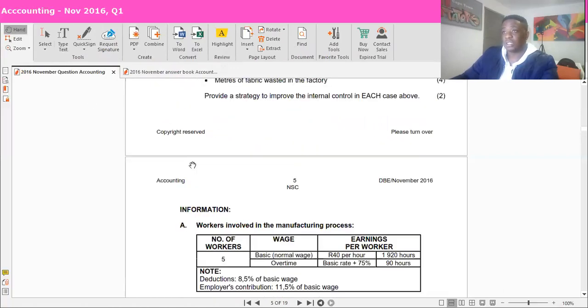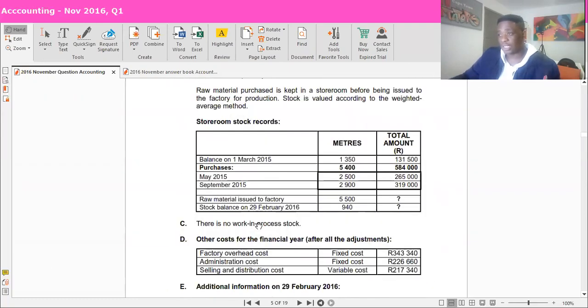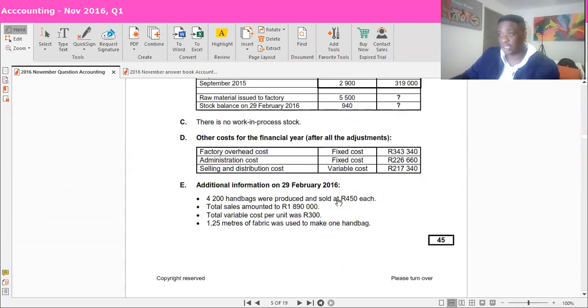So the second question, it wants to calculate the meters of fabric wasted in the factory. So in order to get what is wasted in the factory, we need to know how much fabric is required to produce 1 unit. And then we compare that with the amount of raw materials that we allocated to the factory. So we do know that 5,500 is the raw materials that were allocated to the factory.